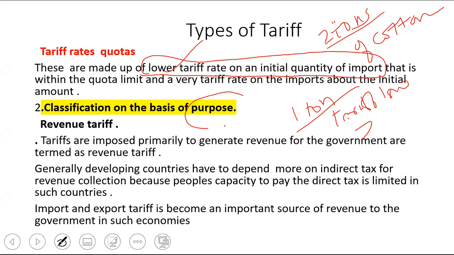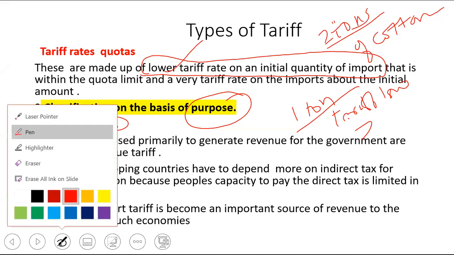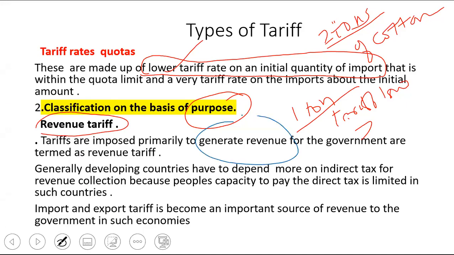Now we are going to classify on the basis of purpose. That means for what purpose we have imposed the tariff. First one is revenue tariff. The word itself is explaining. Tariffs are imposed to generate revenue. This is something that you have to remember. Why does the government impose tariff? Government is imposing the tariff basically to create the revenue. Okay, so the very basic purpose of the tariff is to create revenue to the government.